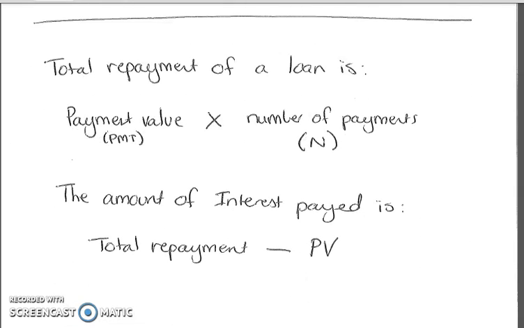To work out the total repayments of a loan, if you borrow a certain amount of money and then you are paying X amount of dollars back, that payment includes interest. So interest is kind of a fee from the bank. So your payment value times your number of repayments is the total you will pay back.